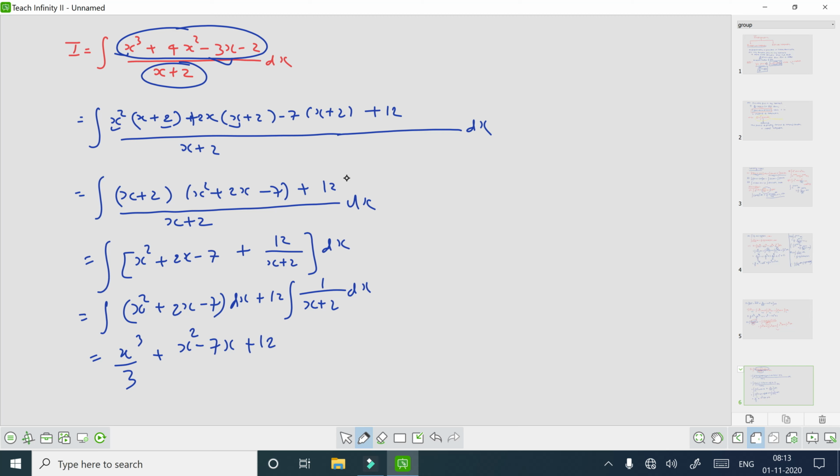What is a? Ax plus b. A, the coefficient of x, is 1 here. So what comes out here? 12 by 1 log mod x plus 2 plus c. Clear? Whenever the denominator quantity is 1, there is no need to write that thing. So we can write simply 12 is also there. So these are the standard forms.